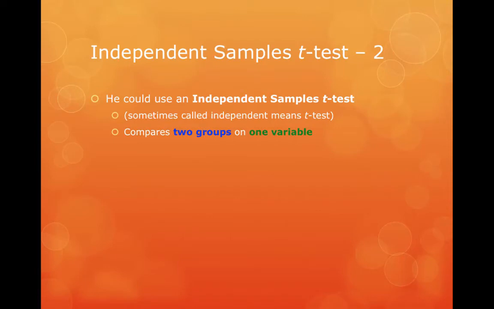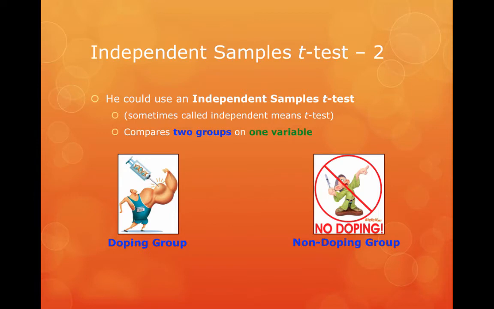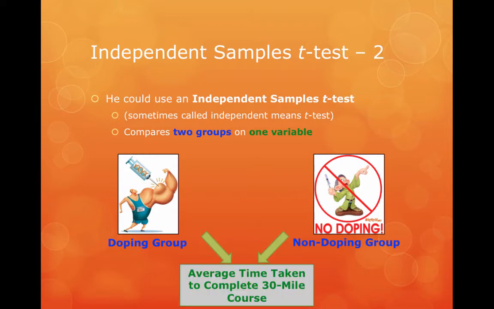So the independent samples t-test can also be called the independent means test, and essentially we're looking to see if these 2 groups, these 2 independent groups, differ on their means. So essentially we're comparing these 2 groups on one variable, and that one variable is our dependent variable. So we have our 2 groups. The first group is our doping group, and then we have our non-doping group, and we're trying to see and compare if these 2 groups differ on our dependent variable, which is the average time taken to complete a 30-mile course.